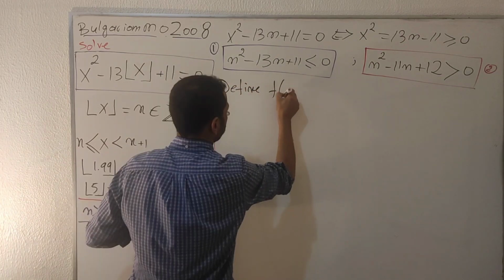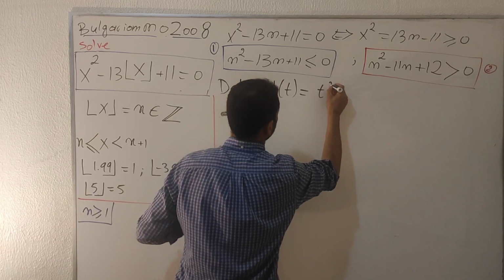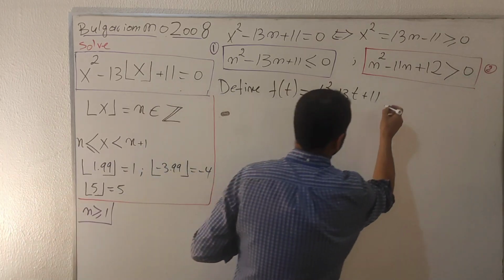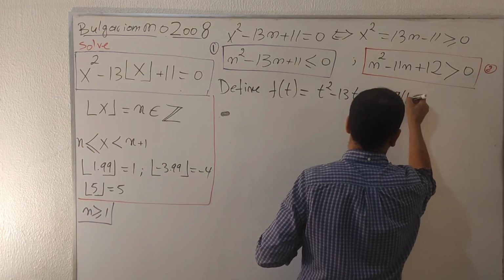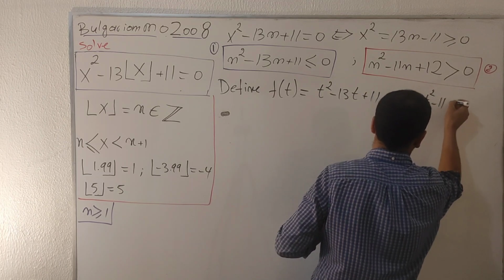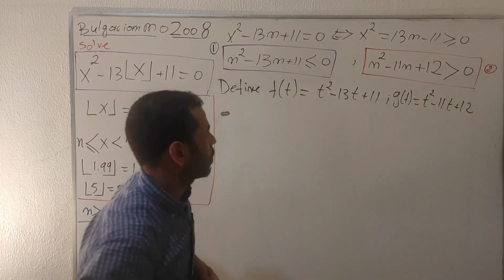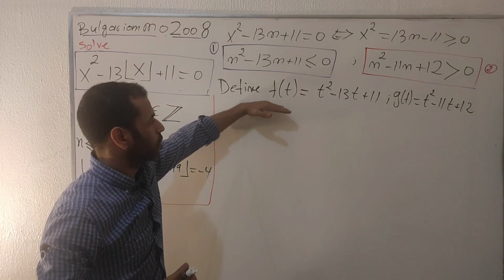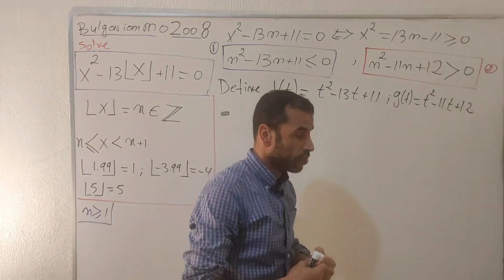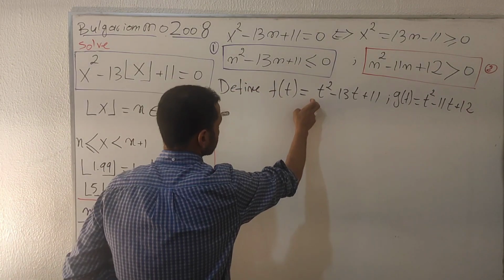Define f of t equals t squared minus 13t plus 11. Okay, and let's define also g of t equals t squared minus 11t plus 12. Okay, we have two different functions. I'm going to study each function separately, then I'm going to put them together in one graph to see where I have a solution for each one. Okay, let's start with the first one.